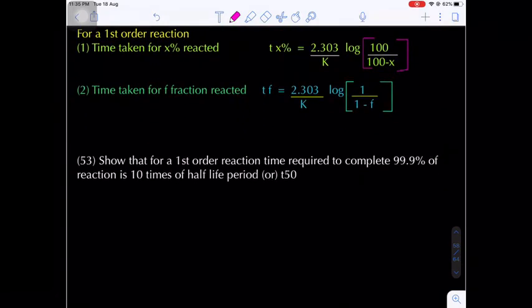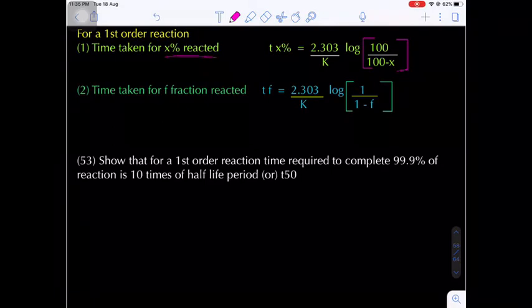Now here, for a first order reaction, consider the time taken for X% reacted. How much of reactant will have reacted? X percentage. So T(X%) will be equal to 2.303 by K. Whenever percentage is given, we have to take the initial concentration of the reactant as 100. And A naught minus X is nothing but the X percentage reacted. So in the numerator 100, in the denominator 100 minus X. So you will get the time taken for X percentage completion.